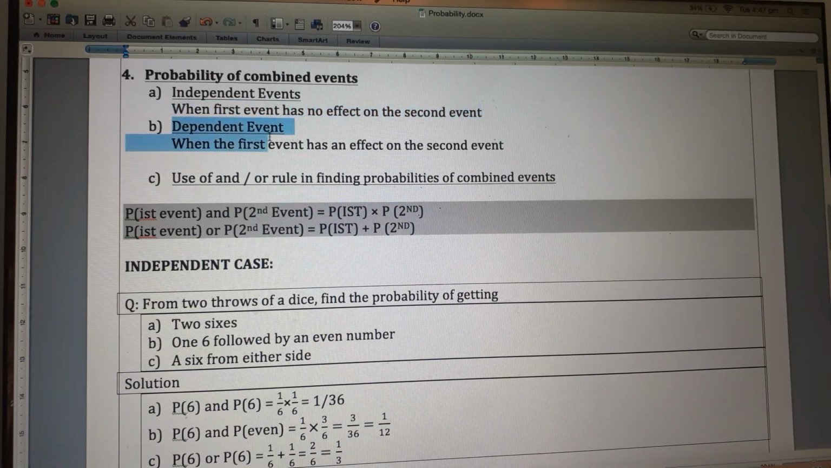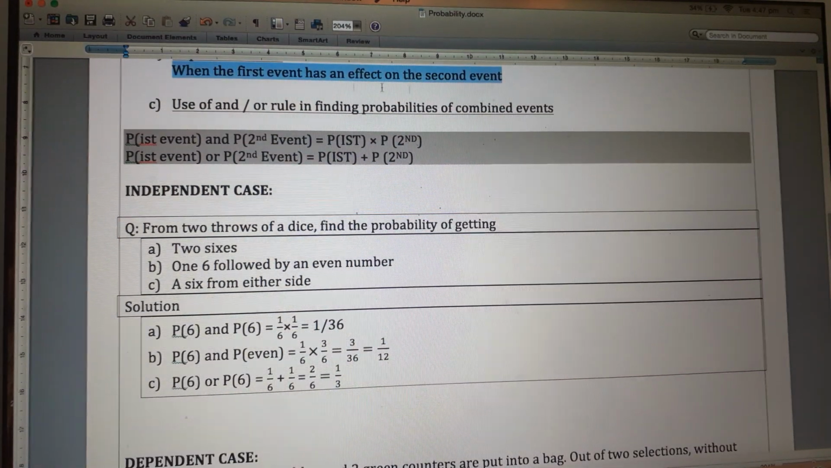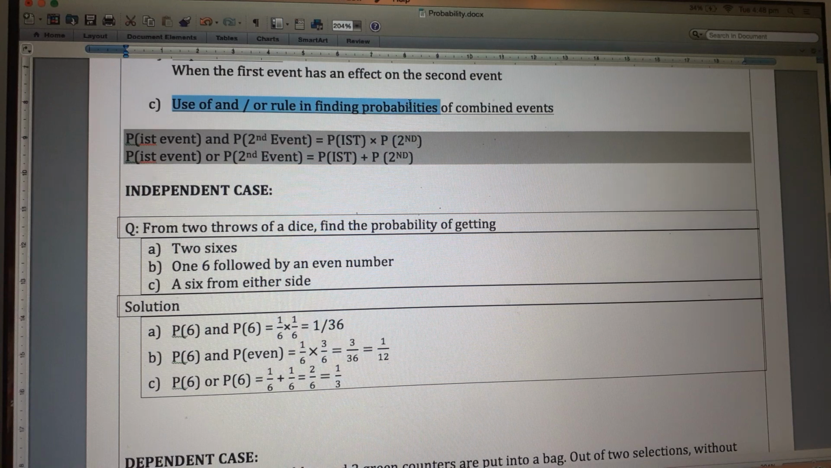Second one is dependent event, when the first event has an effect on the second event, effect on the results basically. So basically we have two rules, use of and or rule in finding probabilities of combined events.